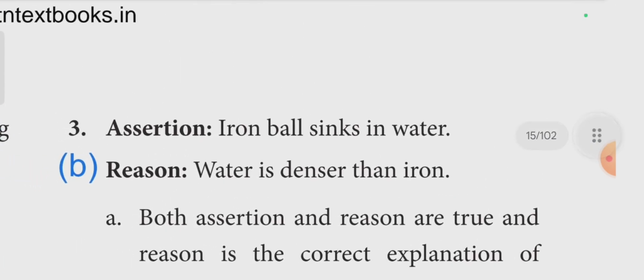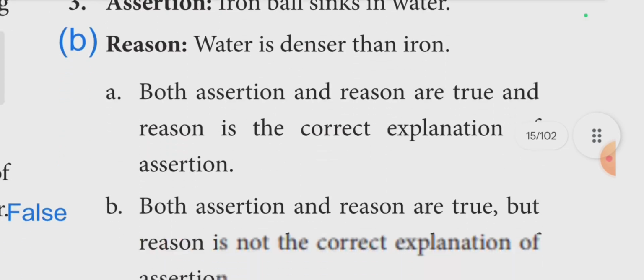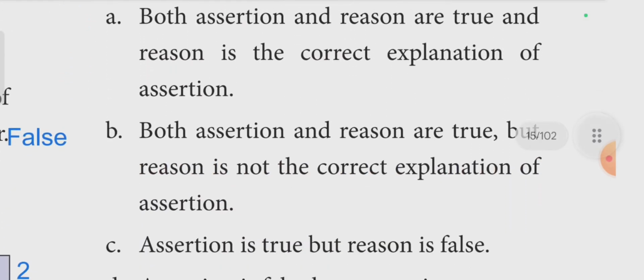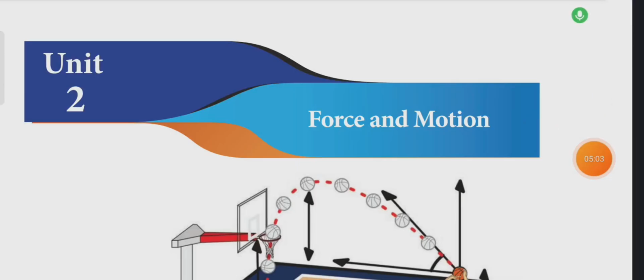Next, third one, assertion, iron ball sinks in water. Reason, water is denser than iron. Answer option B. Both assertion and reason are true, but reason is not the correct explanation of assertion. Next, Unit 2, Force and Motion.